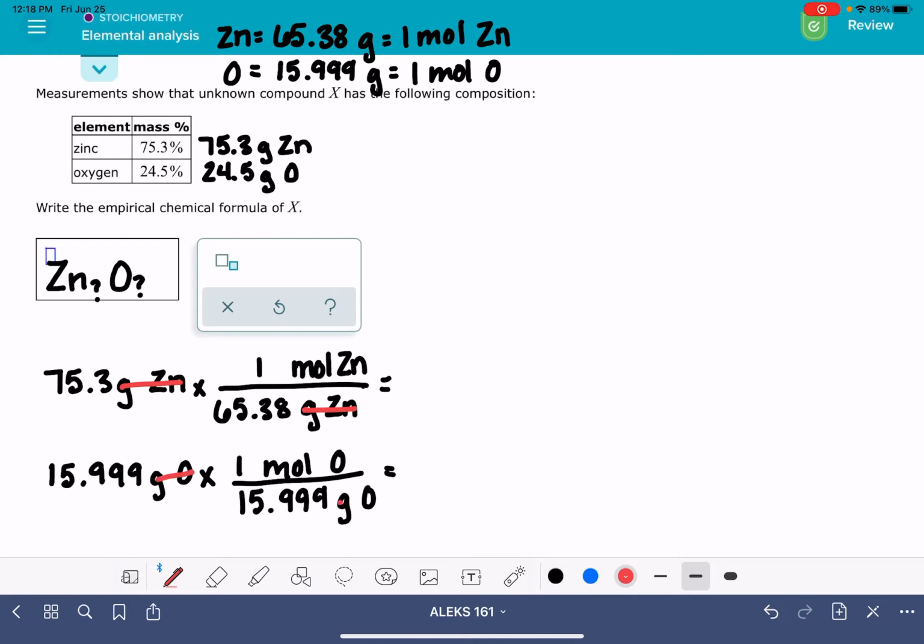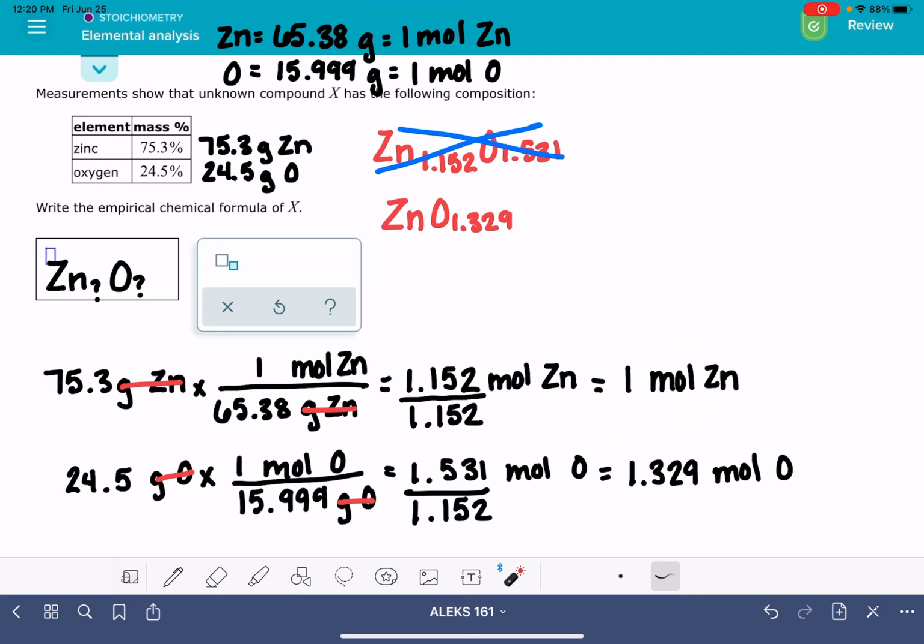So we've improved this formula a little bit. We now have zinc 1 mole and oxygen 1.329. So one of these is an integer, but the other is not, which means we have to keep working on this. Most of the time when you get to this part of the problem, both of these numbers are going to be integers, and if that's the case, you're done. But if you're in a situation like I'm in right now, where we did the division and they're still not both integers, the next thing that we have to do is multiply.